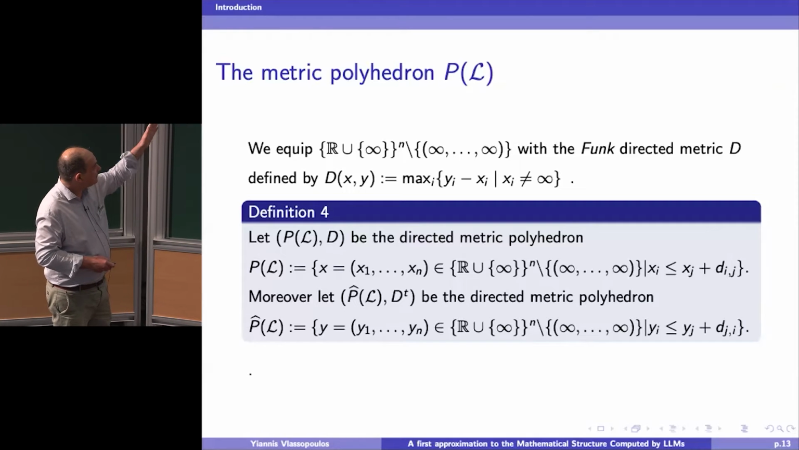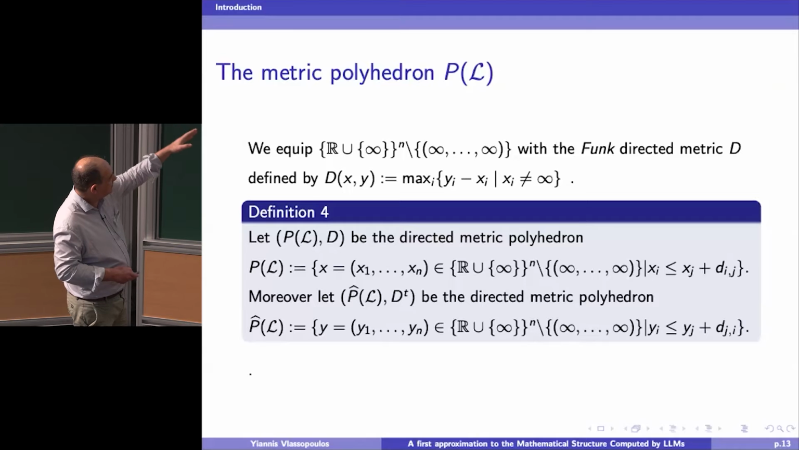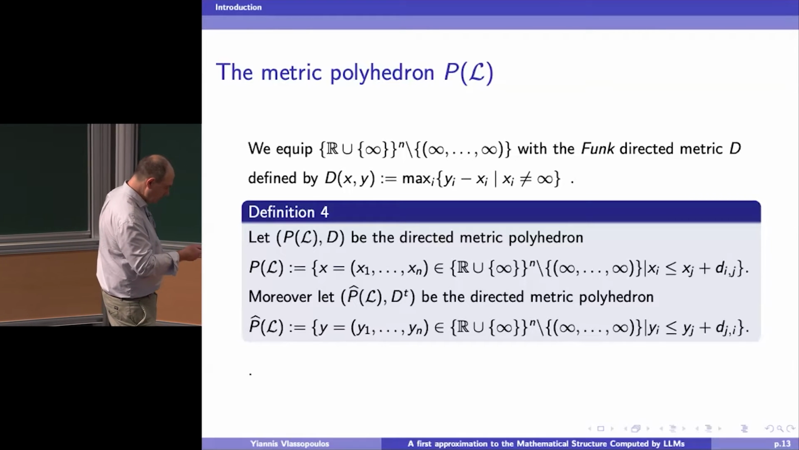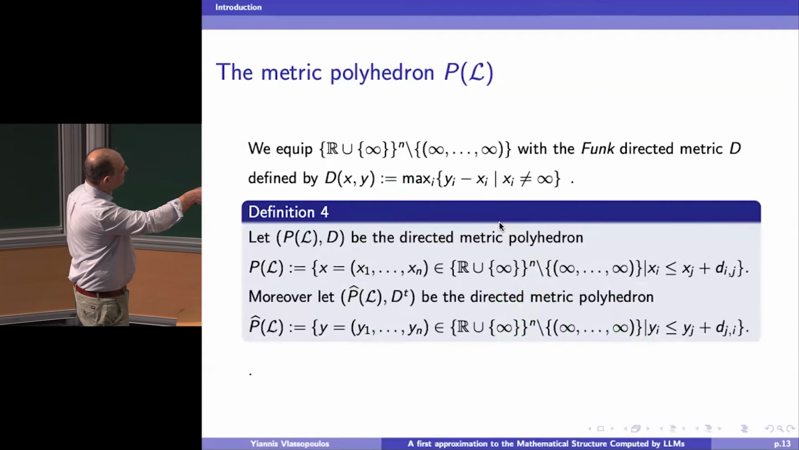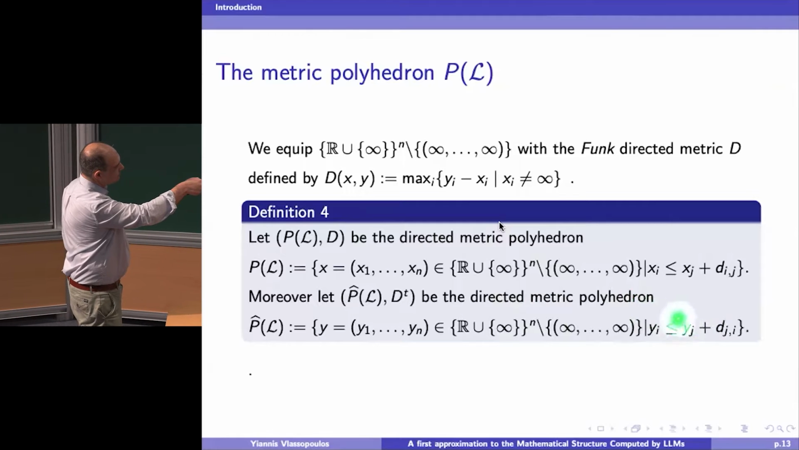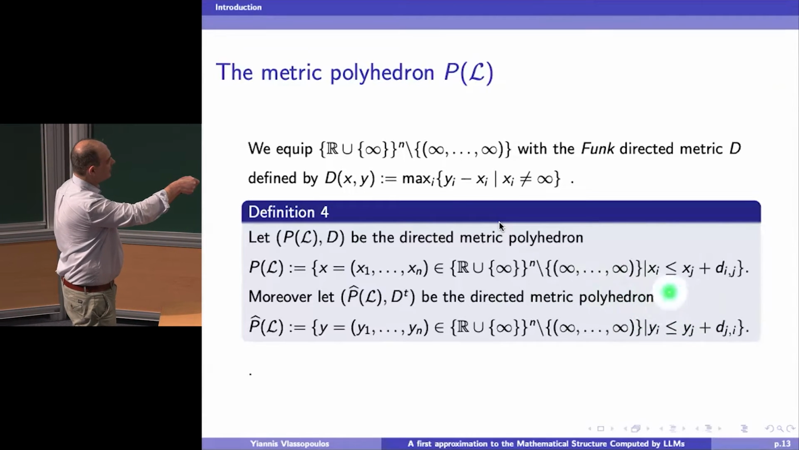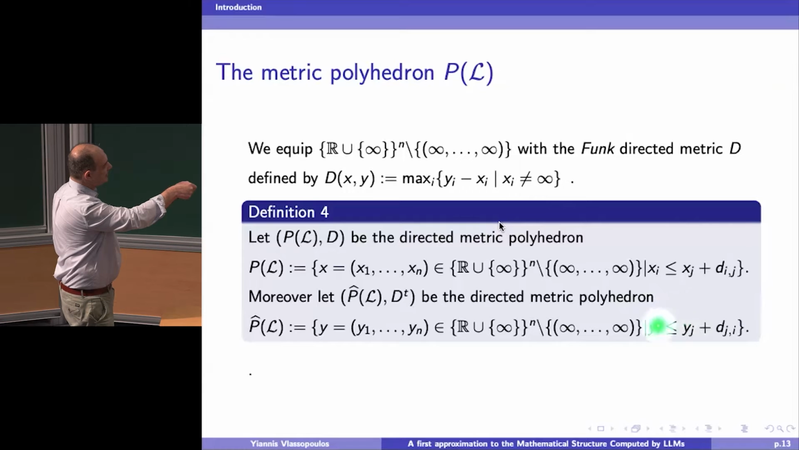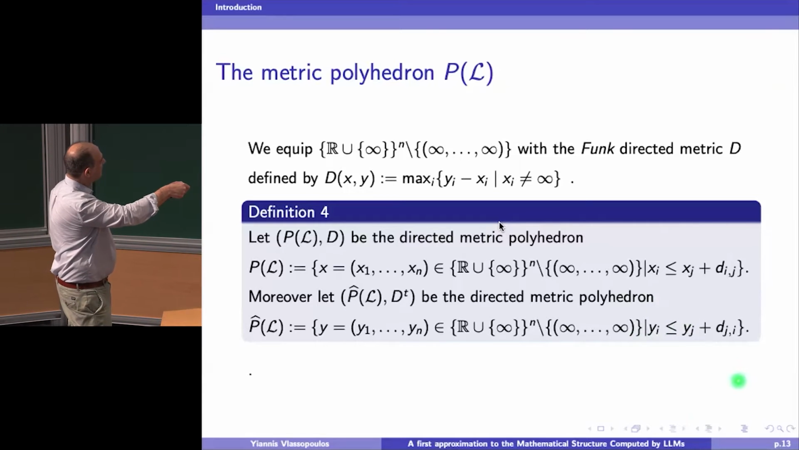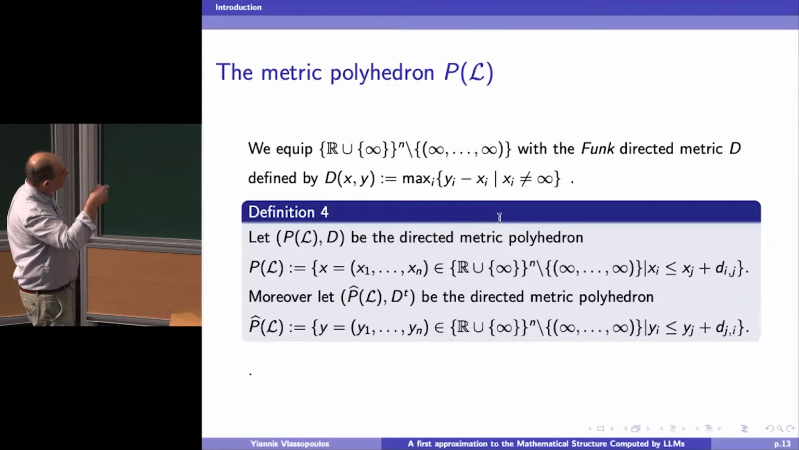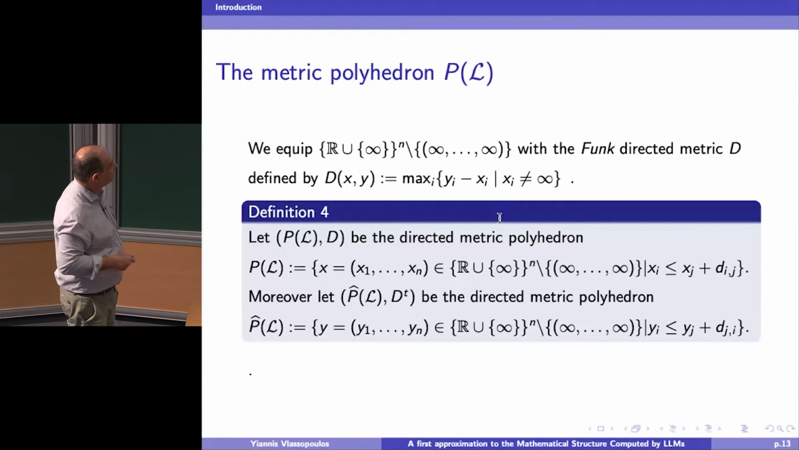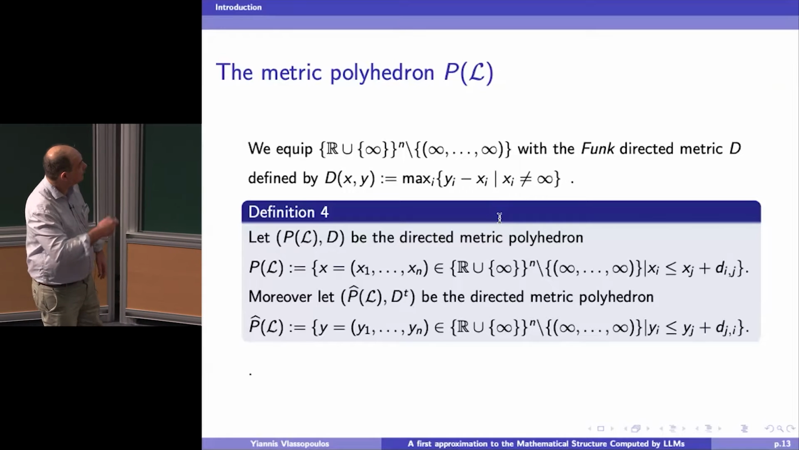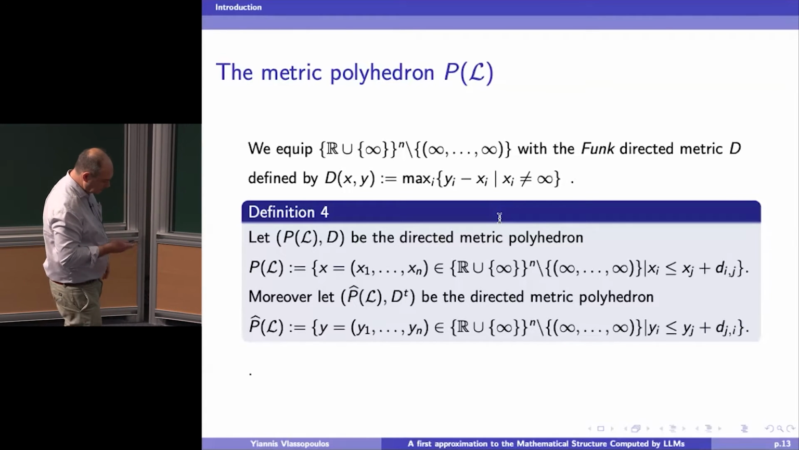So what is the definition? The definition is exactly that. You take elements in minus infinity, infinity included, and you have this very suspicious looking inequality, which looks like a triangle inequality, and we'll see it actually is a triangle inequality. So xi is less than or equal to xj plus dij, and the transpose matrix defines for you P hat. And there's a directed metric on this space, which is just the maximum of the differences for xi different than infinity, and not all of them can be infinity.